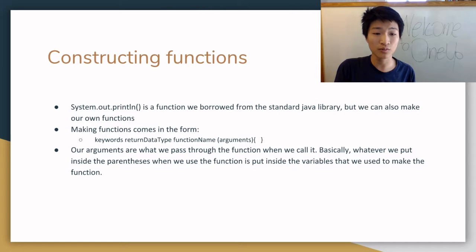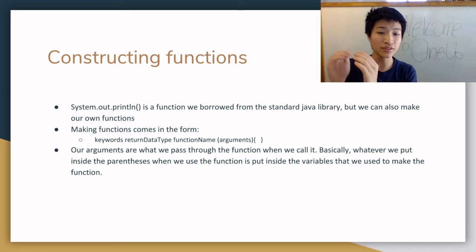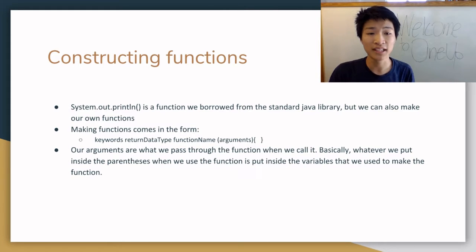Well, a little bit of information before that. System.out.println, the function we've been using for a while, is a function that we've borrowed from the standard Java library. What is the standard Java library? When you download Java or the Java Development Kit, it gives you a bunch of functions you can use. It gives you the main function. It gives you the if and the else if and the while and the for loop. All of those are inside the standard Java library. It just means the things that you can do without having to download anything else.